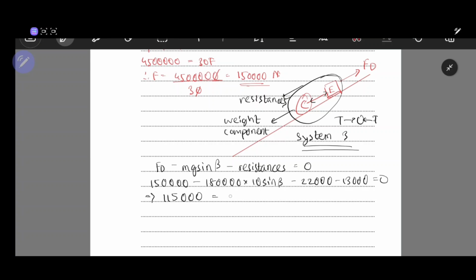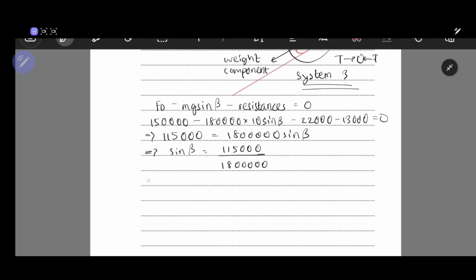This is equal to 180,000 sine beta. Now we just take 1.8 million to the other side. So sine beta is equal to 115,000 divided by 180,000.